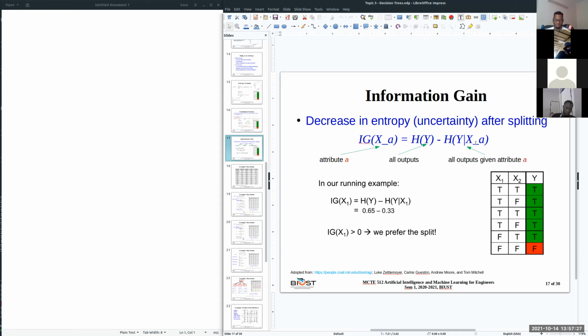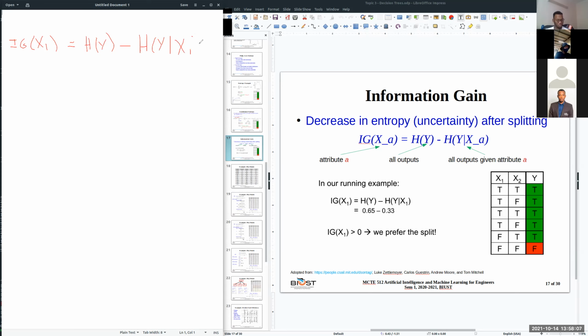The equation of the information gain is this. You have to go through it for each attribute, in this case x1 or x2. We have already computed for x1. The information gain for a given x1 is the entropy of the output y minus the conditional entropy of the output y given the attribute x1. This part we have already computed from the previous slide.